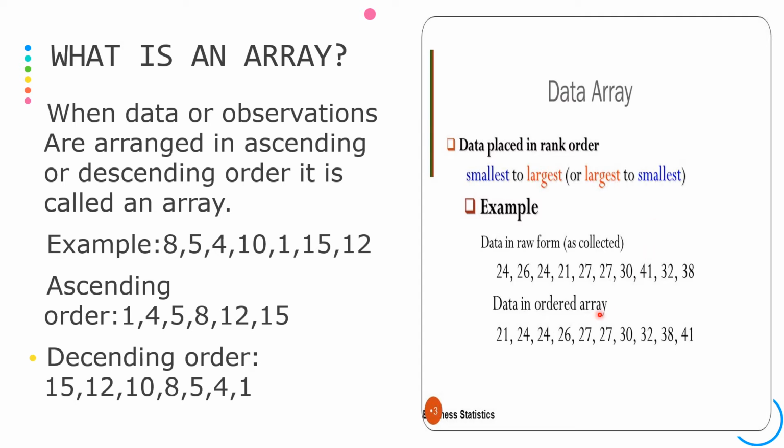Here again there is another example. Data in raw form as collected, and data in an ordered array. And in this case it is an array that is in ascending order.